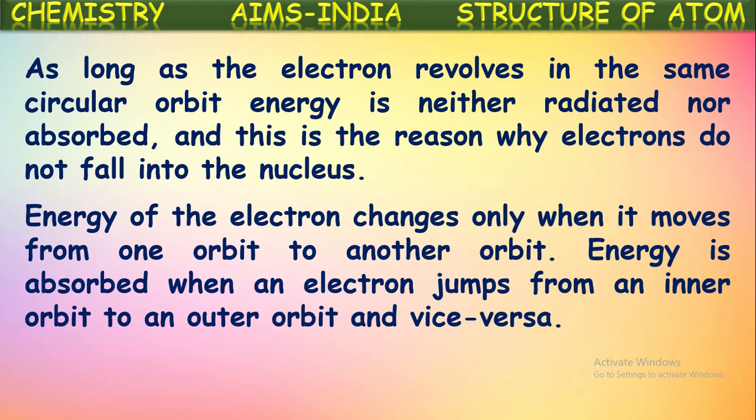Energy of the electron changes only when it moves from one orbit to another orbit. Energy is absorbed when an electron jumps from an inner orbit to an outer orbit, and vice versa. If an electron jumps from a lower orbit to a higher orbit, we know the lower orbit accommodates less energy and the electrons in the higher orbit should have greater energy. That's why when an electron jumps from a lower orbit to a higher orbit, it will gain energy. If an electron jumps from a higher orbit to a lower orbit, that electron will radiate a certain amount of energy and come into the lower orbit.